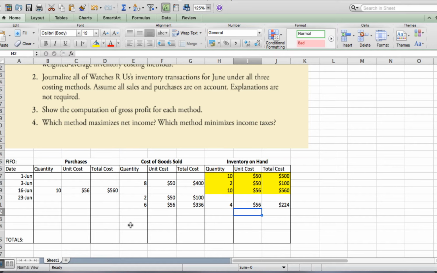So then if I go and put my totals in, the only total I'm really worried about is the costs here. Total purchasing costs under FIFO was $560. Total cost of goods sold under FIFO was $836, because I'm just adding these down here. And the total remaining in inventory using the FIFO method was $224. Those will be the numbers that we compare to the other methods when we do the recording for the other methods. Does everyone understand how I got to these numbers under FIFO?